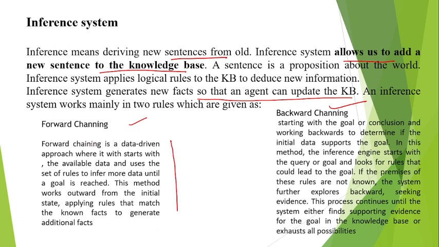Forward chaining is nothing but a data-driven approach where the start is available to us. The user sets the rules, and from there it is going to reach the goal. We have got a start position, we set the rules, and from there we get what? Output. We add more rules until we get an output. The method applies rules that match the known facts and generates additional facts. Forward chaining is something like that.